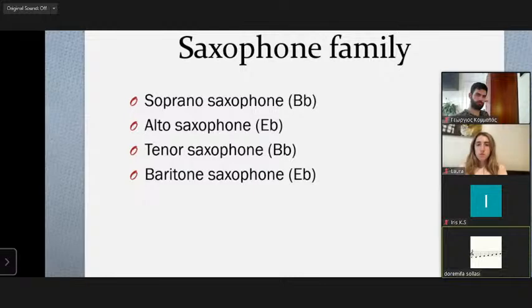These instruments were created by a person called Adolf Sax. Sax was the surname of that person. So that's why we call it the saxophone. And it was invented between 1840 and 1845.